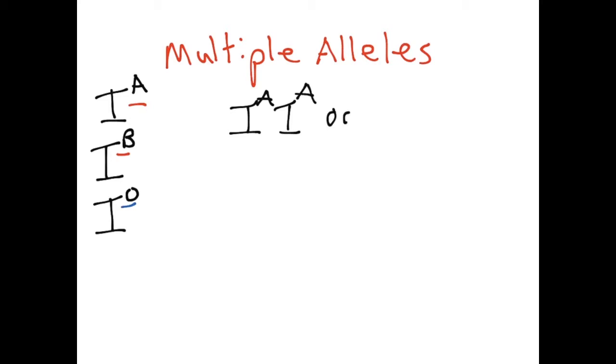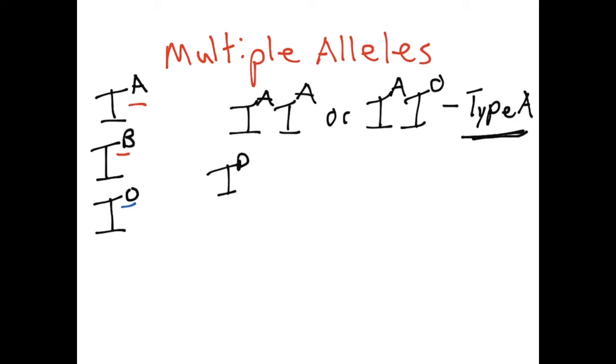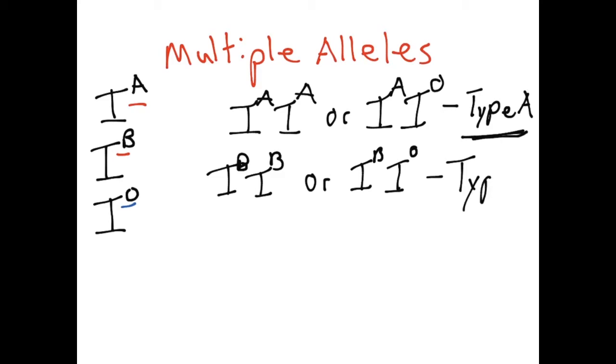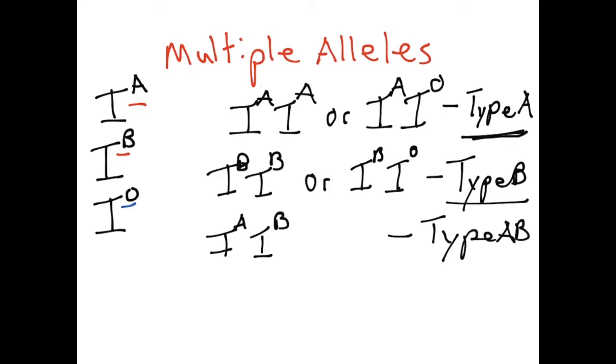So when we look at the possibilities for that, we could have IAIA or IAIO, and that would be type A blood. So the phenotype would be type A. We could have IBIB or IBIO, and that would be type B blood. We could have IAIB, which we would call type AB blood, or you could have IOIO, and that is type O blood.